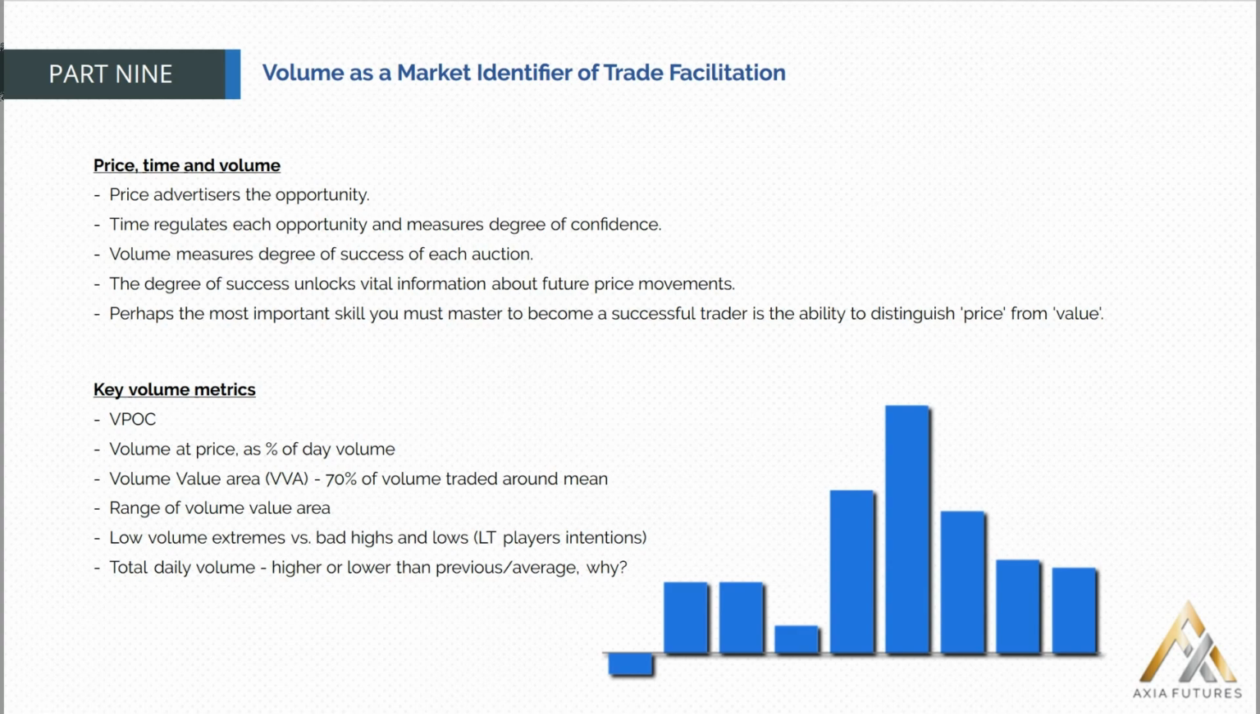Then, low volume extremes versus bad highs and lows. So again, we've spoken about these bad highs, bad lows. Remember, we shouldn't be transacting high volume at lows and highs, but rather we should be seeing quite a quick auction from these bad highs and lows. And then the total daily volume. In other words, how is the volume being dispersed from day to day? Is it relatively high? Is it relatively low? What is the price response once we have a relatively high volume day? What is the price response once we have a relatively low volume day? So again, remember, it's all about understanding the relative implications of the change in volume.